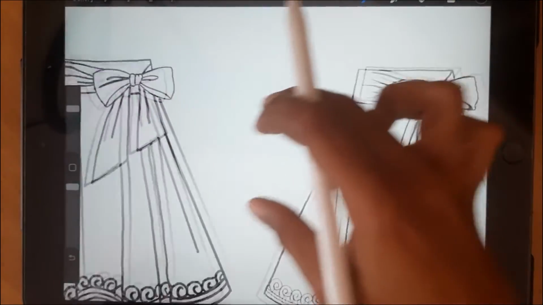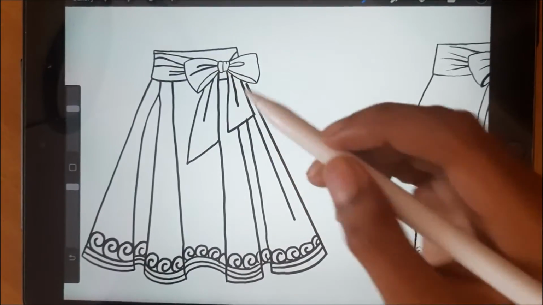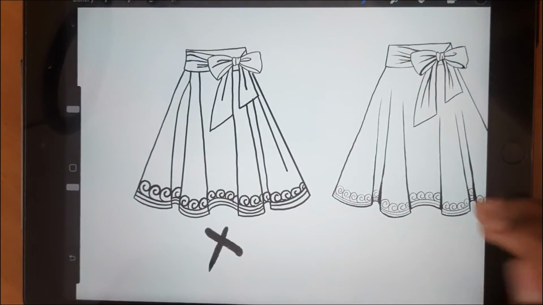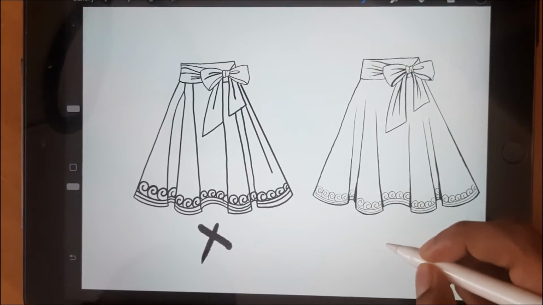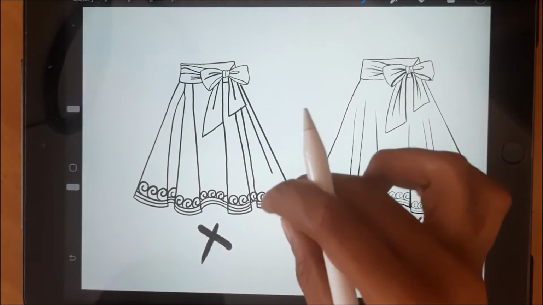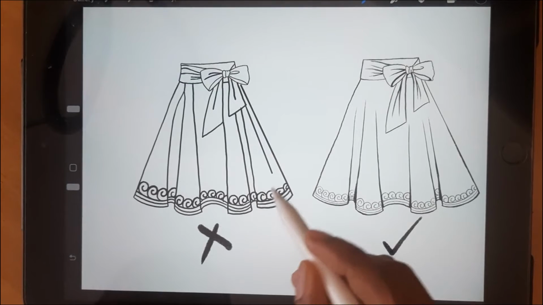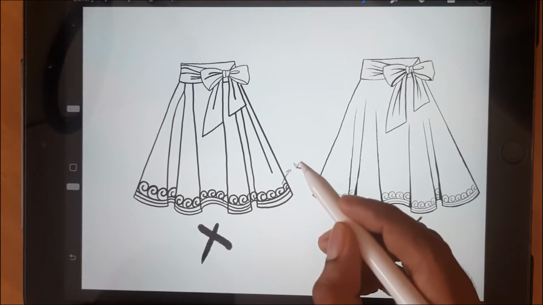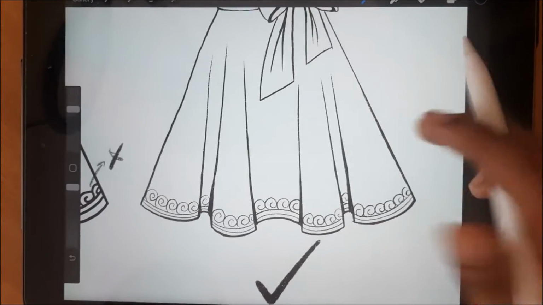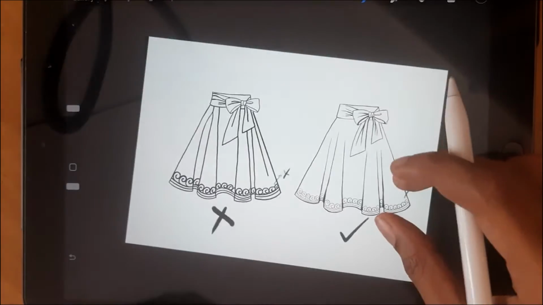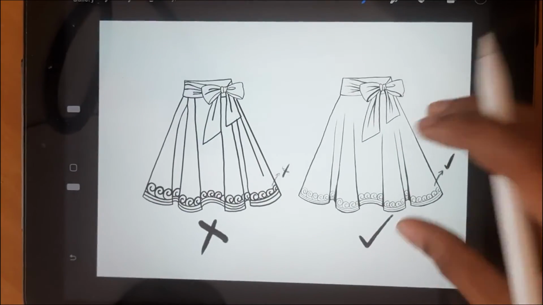But here the thickness does not vary and it is same throughout the artwork. So don't draw like this, instead draw like this. Similarly, while drawing the details inside the artwork, for example, here you can see that in the first image it is darker detailing and in the second one it has lighter thin detailing. Give thin lines for inner details.